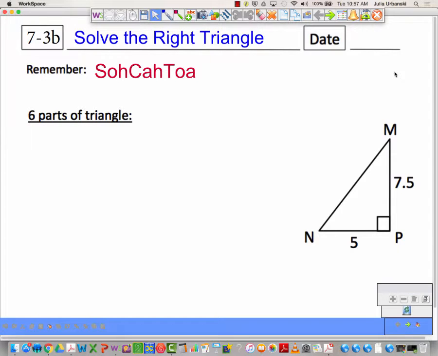The main thing about today: solving the right triangle means to find all the missing parts. So if you look at this triangle, there's certain things you know and certain things that you don't know.